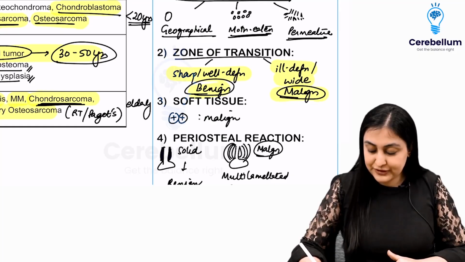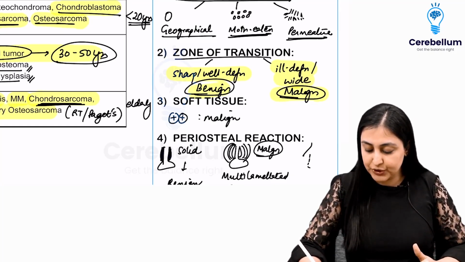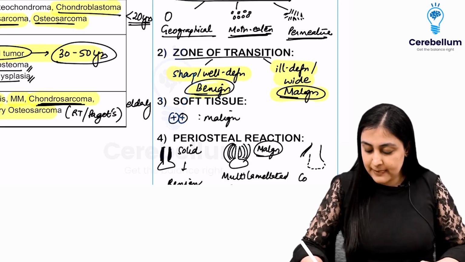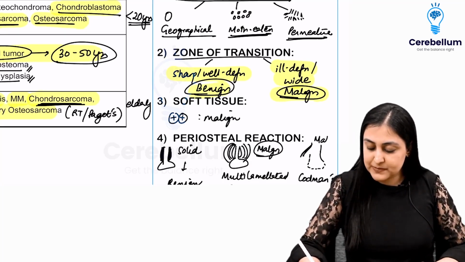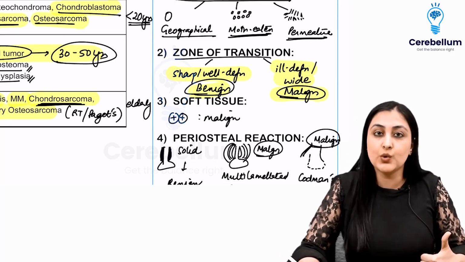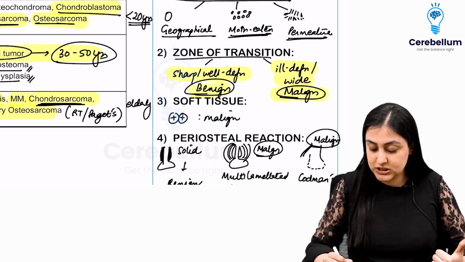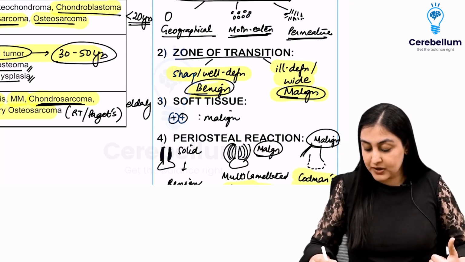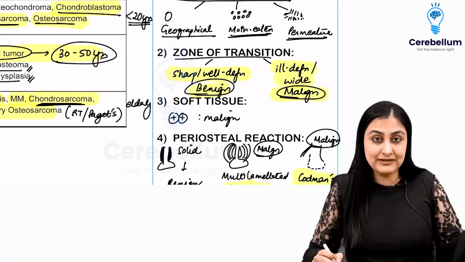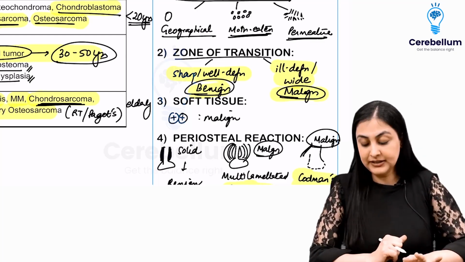A lot of times what you can have is that the periosteum can be lifted. If this is the bone tumor, the periosteum can be lifted off like a triangle, which is called the Codman's triangle. Again, that suggests malignant. People think it is only osteosarcoma which shows it, but no, it can be seen in any malignant lesion. So what we have learned here is onion skin and Codman's triangle are not just specific to Ewing's and osteosarcoma respectively, but they can be seen in any malignant lesion.